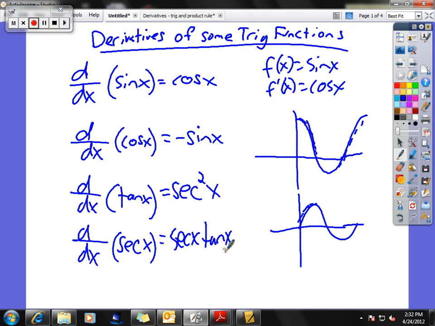We still got to do quotient rule. We're not going to do that today. All right, so we got these four trig functions, derivatives.